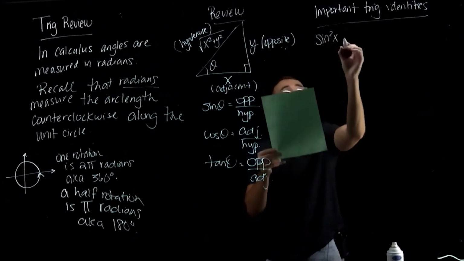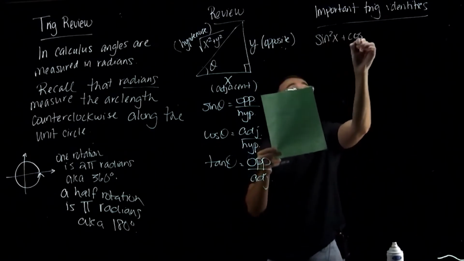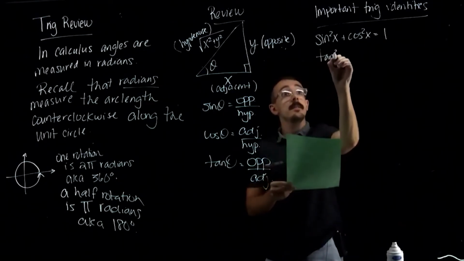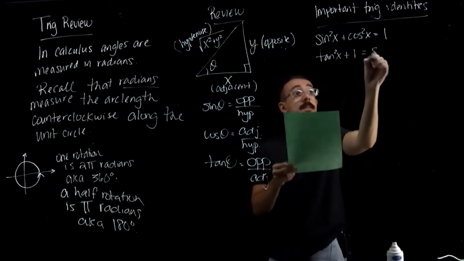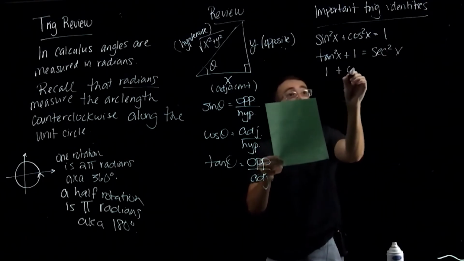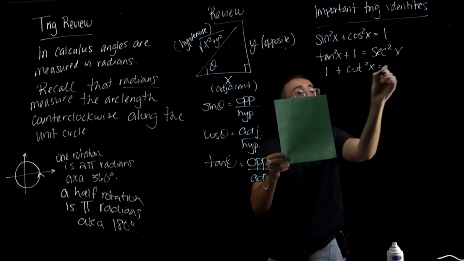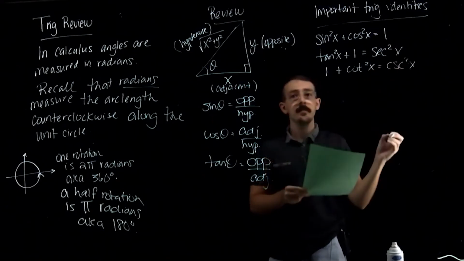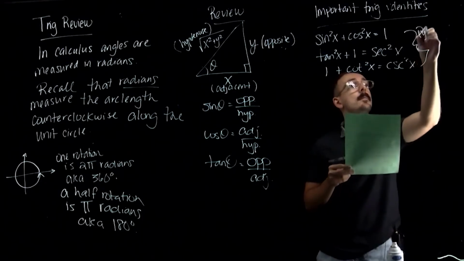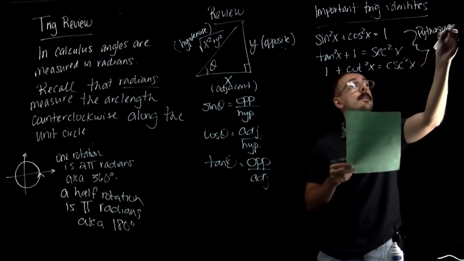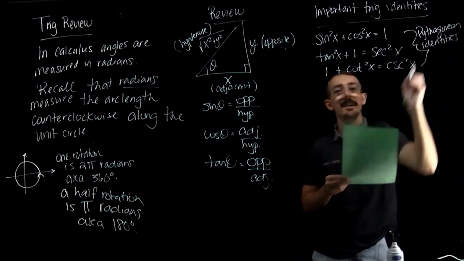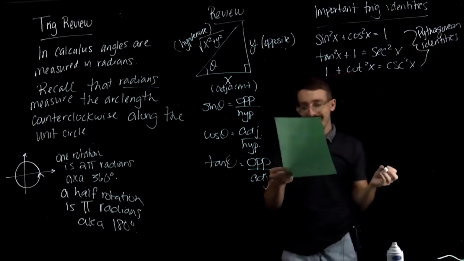Sine squared of an angle plus cosine squared is 1. Tangent squared plus 1 is secant squared. And 1 plus cotangent squared is cosecant squared. These are called the Pythagorean identities. If you ever need to look them up on Google or something, they're called the Pythagorean identities.